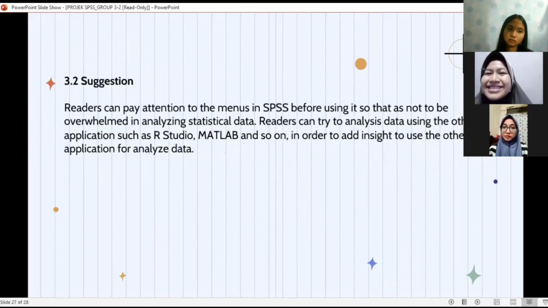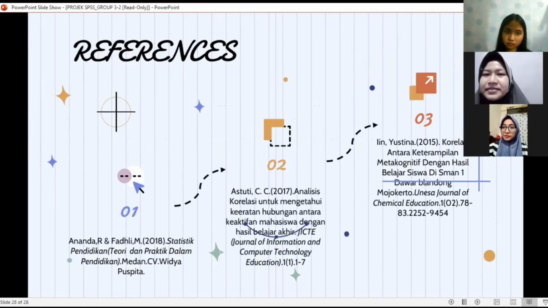And we can suggest that readers can pay attention to the menus in SPSS before using it, so as not to be overwhelmed in analyzing statistical data. Readers can try to analyze data using other applications such as RStudio, MATLAB, and so on, in order to add insight to use the other application for analyzing the data.